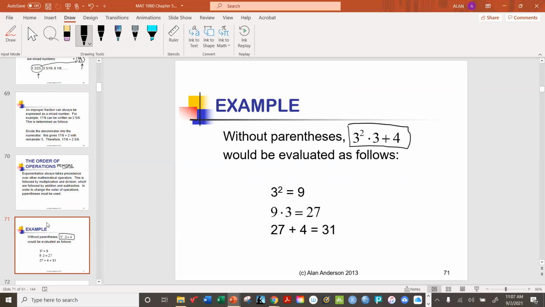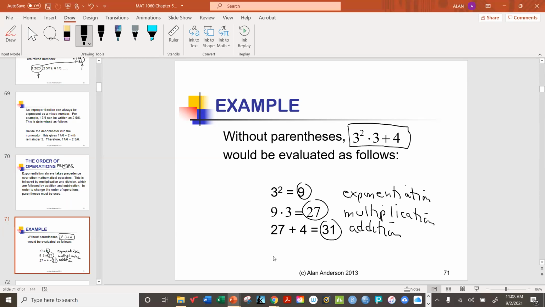Aha, look, there's an exponent. That has to come first. And then once that's done, there's a multiplication that has to come next. And then finally, there's an addition, and that comes last. So this means 3 squared, which is 9, times 3, which is a total of 27. And then finally, at the end, we add 4 to come up with 31.